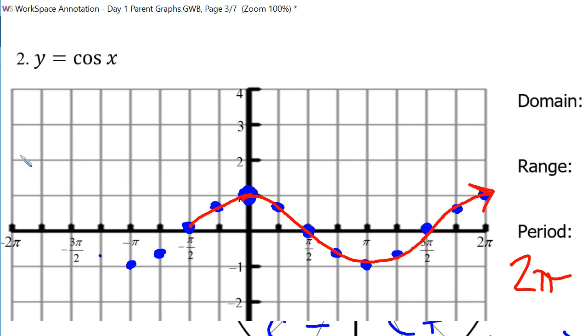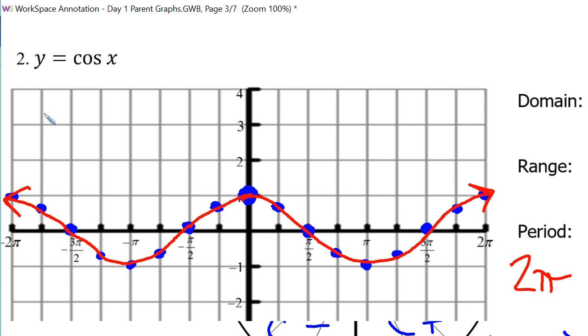Negative 3 pi over 2 is on the x-axis. Negative 7 pi over 4 is at positive 0.7. And negative 2 pi gets us back to 1. And put an arrow showing you we keep doing that pattern. The up, down, up, down, up, down.